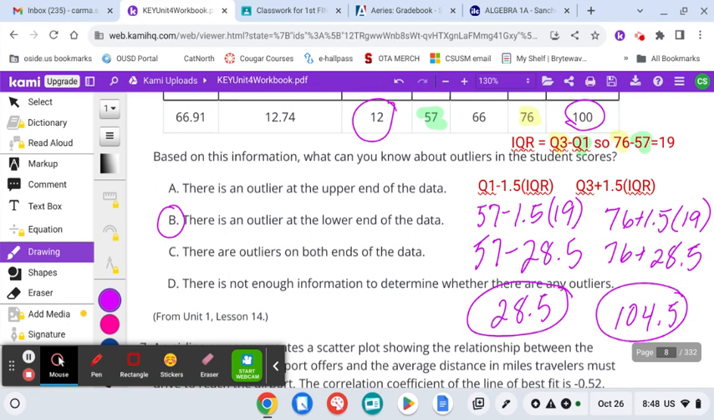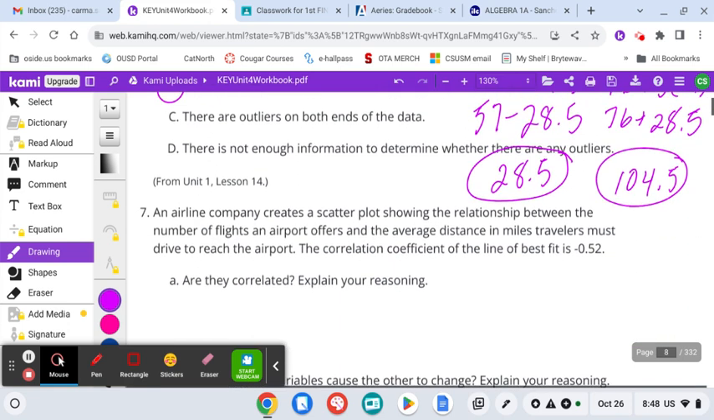And when it says there's not enough information to determine, well, you have to use the calculations. Do you see how at the beginning you might have thought there was an outlier at both sides, but by doing the math, we realized there wasn't?